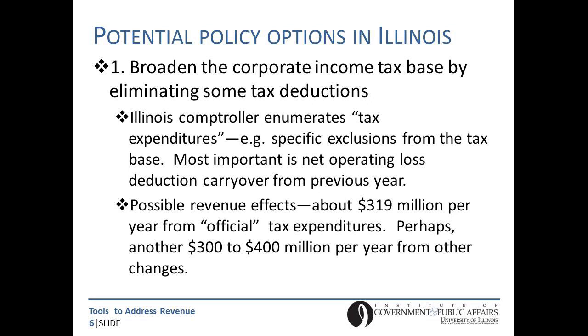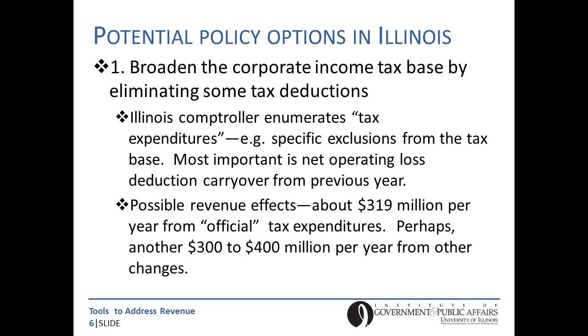When we think about these kinds of tax deductions, things that might make the corporate income tax base include more of the income that corporations receive, we can go to something developed by the Illinois Comptroller called the tax expenditure. Each year, the Illinois Comptroller publishes a list of tax expenditures and talks about how much revenue could be raised by eliminating each of them.